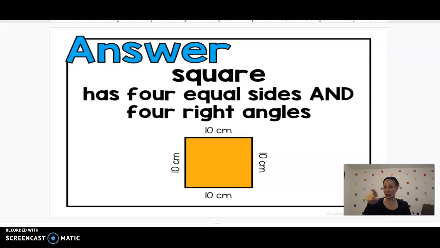Count them. 1, 2, 3, 4. All the angles are the same. They're right angles. But we can also say that a square is a parallelogram. It's just a more specific type of parallelogram.